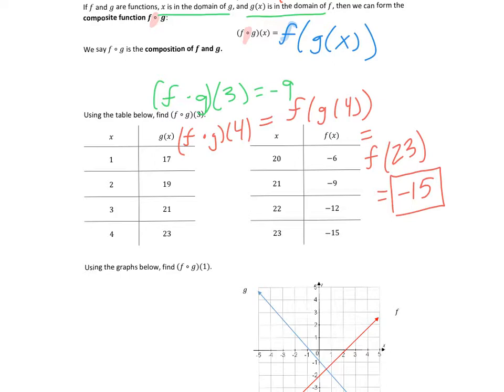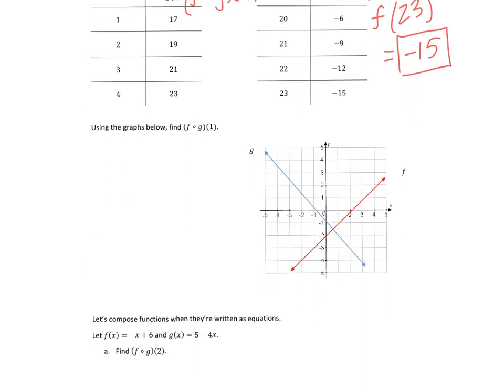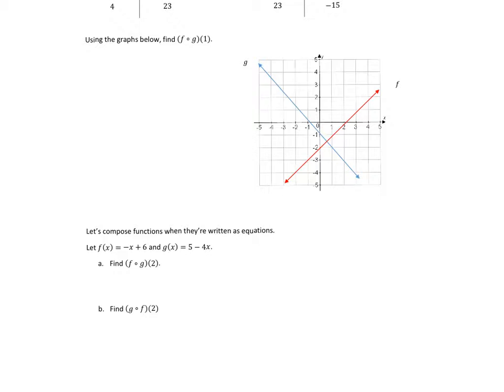Okay, let's do something similar now with a graph. Use the graphs below and find f of g of 1, or f composed with g of 1. Again, first step, I always like to write out the definition. So it means we take x equals 1, and we apply our g function, and then whatever that is, we plug it into f. So let's start with x equals 1 and find g of 1.